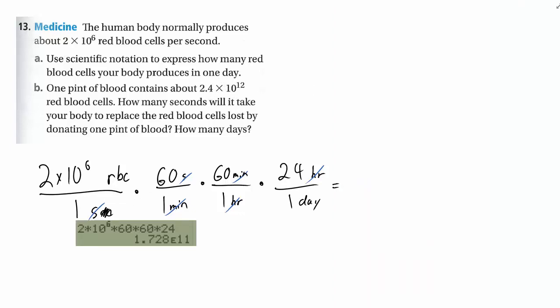So I'm going to write this for part A. The answer is 1.728 times 10 to the 11th power.